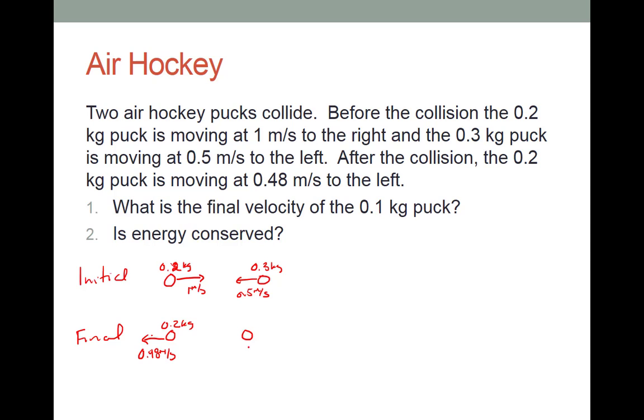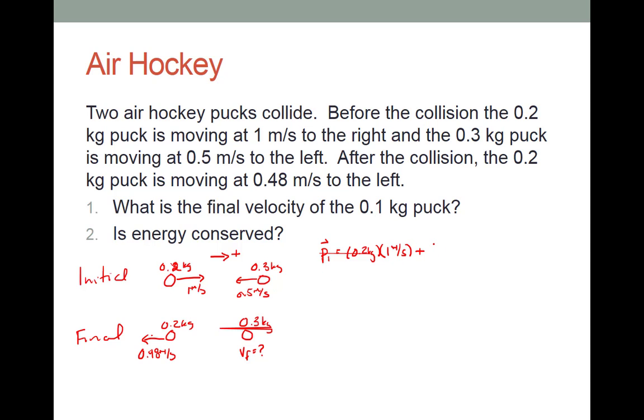And we don't know what the final velocity of the 0.3 kilogram puck is. But using conservation of momentum, we can find it. So I'm going to begin by writing out that the initial momentum is going to be the momentum of the 0.2 kilogram puck. If I define to the right as positive, then that momentum is going to be 0.2 kilograms times a positive 1 meter per second.